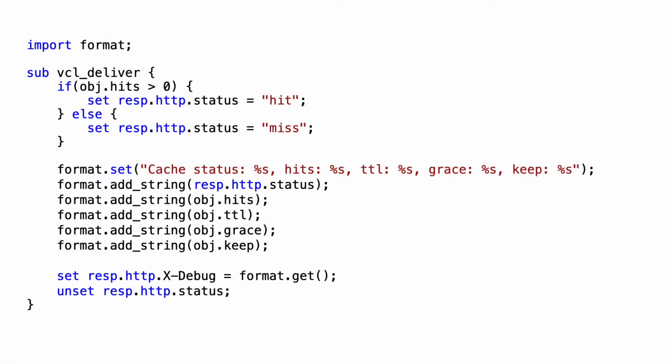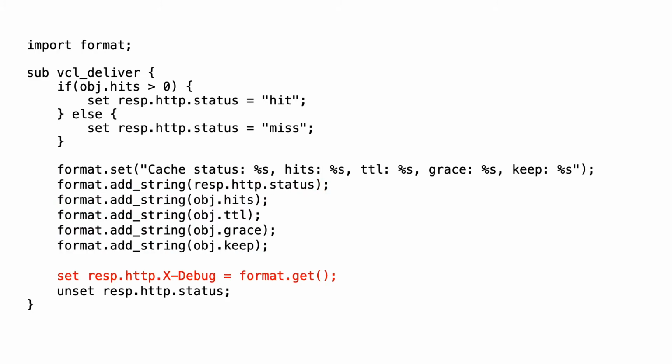The first step is to use the import statement to import the format VMOD. Next up, we have to set the formatted string. We use the format.set function and we add the formatted string as an argument. The next step is to add, or inject rather, all the values that need to be put in the respective placeholders. Order of definition is really important. So the cache status is the first one, hits the next, then we have TTL, grace, and keep, and the strings need to be added in that order.